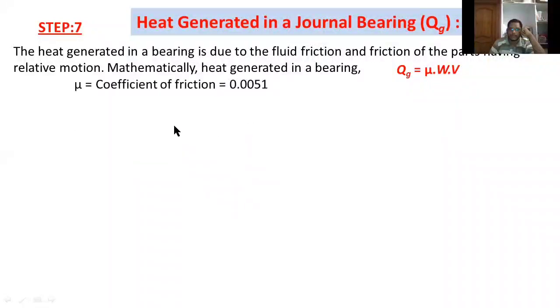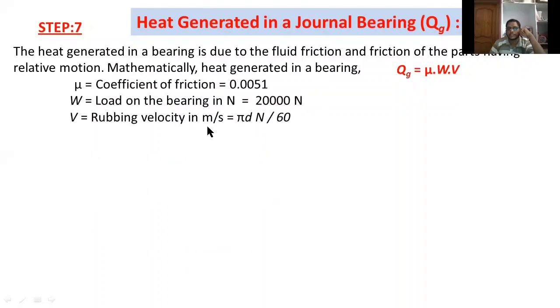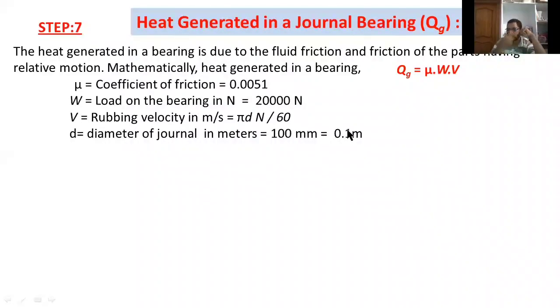Now mu equal to coefficient of friction 0.0051 is obtained from previous step number 6, W equal to 20,000, and V is the velocity of the shaft, that is pi dn by 60. Here D is the diameter of the shaft, that is 100 mm. You have to substitute diameter in meters, because the velocity is in meter per second. That's why you have to consider diameter in meters.